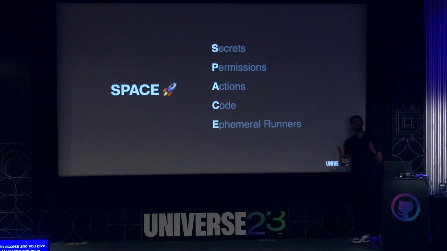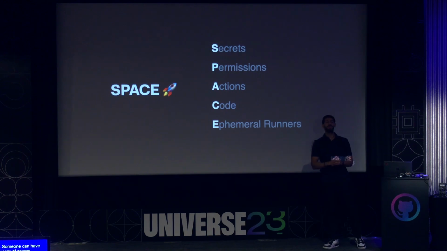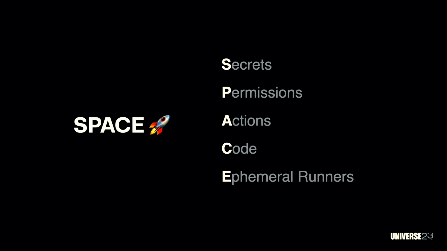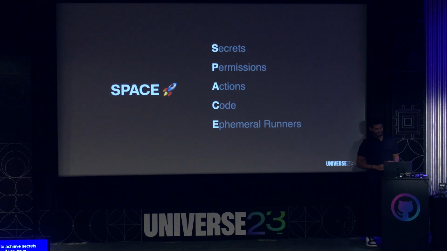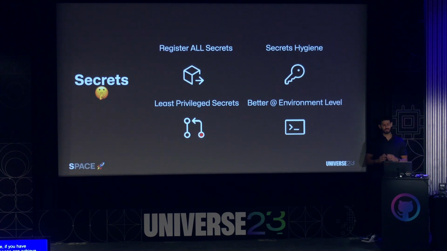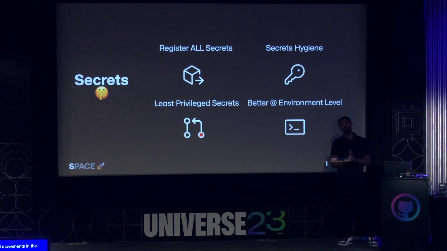We came up with a universe-themed acronym that we called SPACE. S stands for secrets, then permissions, actions, code, and runners. We stretched that a bit with the word ephemeral runners just to have the final E and come down to SPACE. Let's start with each letter, starting from secrets. You should register all your secrets.